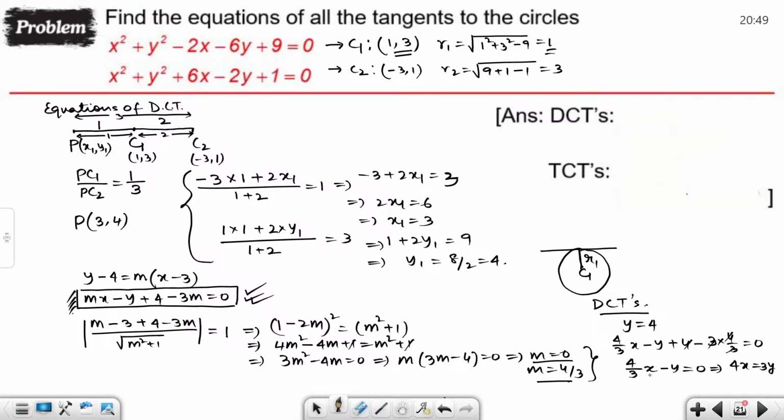Is it clear? So we got the equations of the DCTs, which are y equals 4 and 4x equals 3y. Is it clear to everyone? Is this clear? Let me just reveal the answer. The direct common tangents are y equals 4 and 4x minus 3y equals 0. Is it clear?